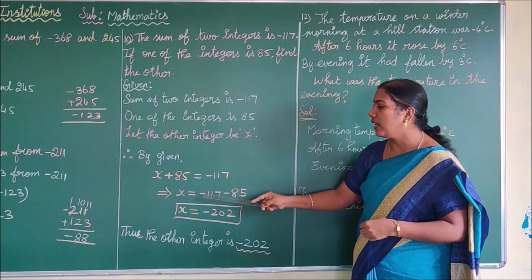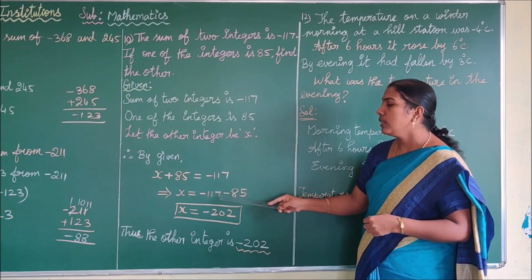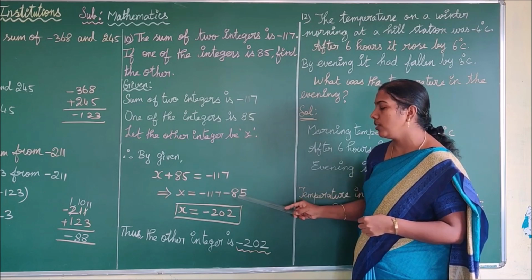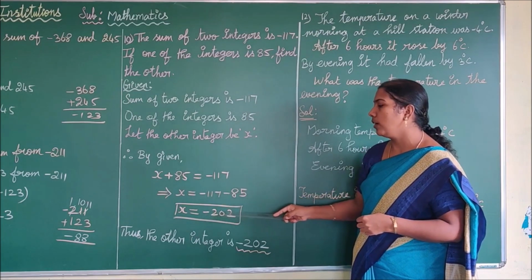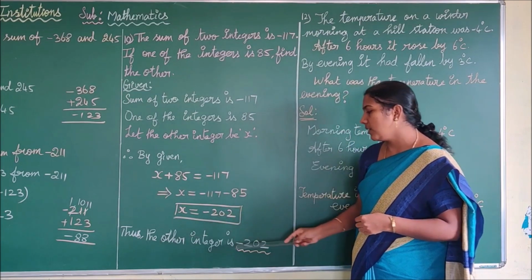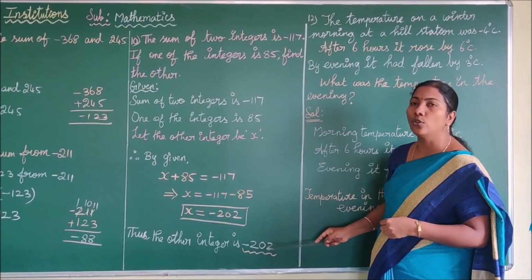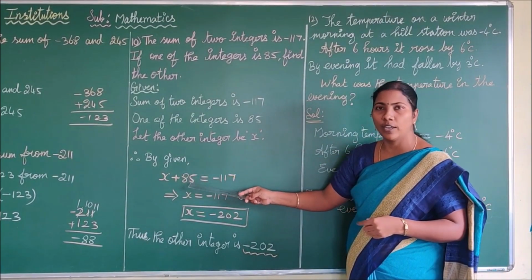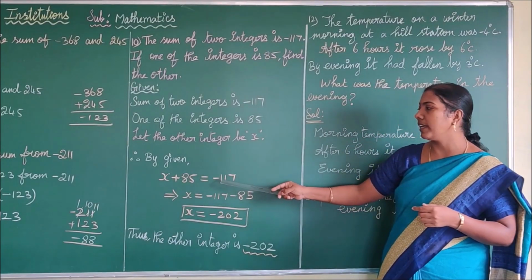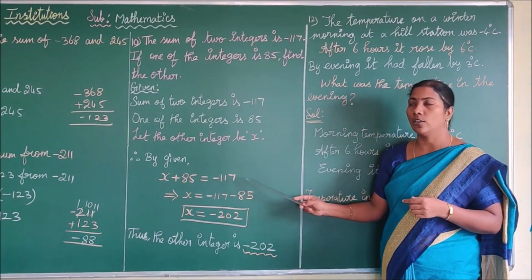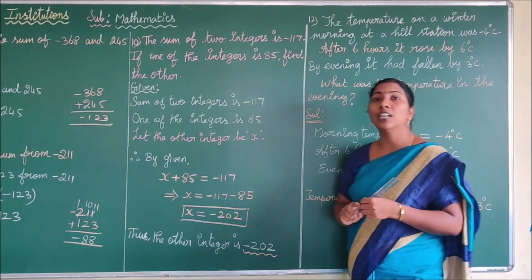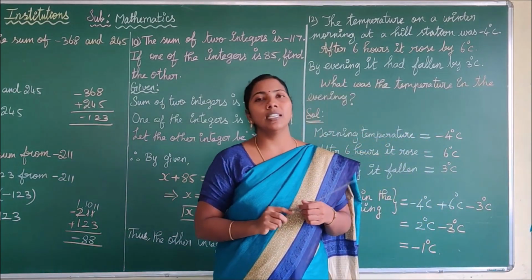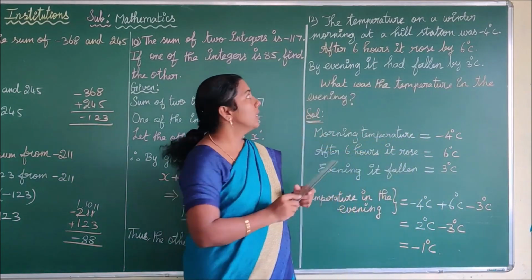As per rule 1, the given two integers are of the same sign. So, add these two integers, you get minus 202. Thus, the other integer is minus 202. If you add minus 202 with 85, you get the answer minus 117. Okay. Next we are going to see the 12th sum, children. We will see the 11th sum later. Okay. See the 12th sum.